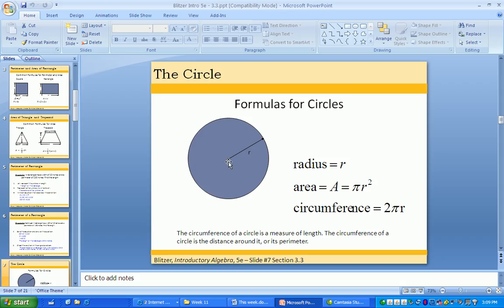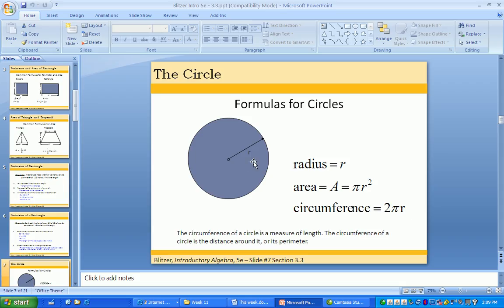Area is going to be pi times r squared, so this value squared times 3.14. The circumference is what we call the perimeter of a circle. It's just the fancy word for perimeter, and that is just 2 pi r, where r is our variable, and we know pi is a number, 3.14.